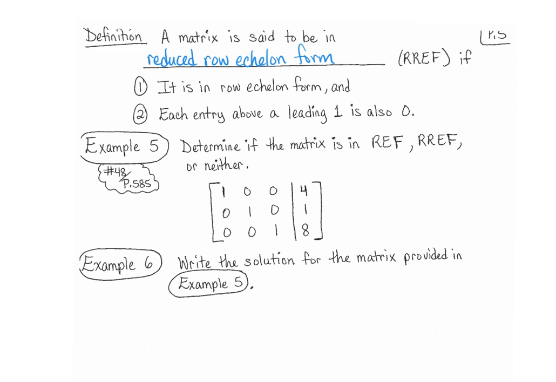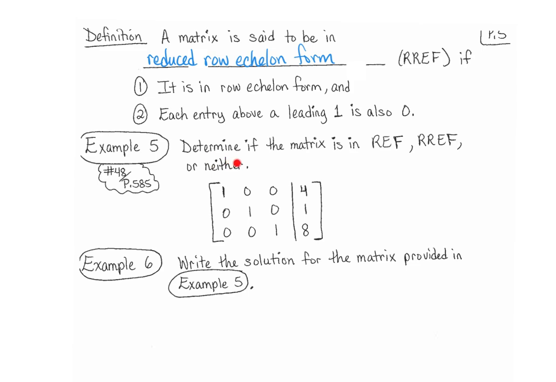If we have two main things. We have a reduced row echelon form matrix if one, your matrix is in row echelon form, and two, each entry above a leading one is also 0. So we've added the condition that instead of only below your leading ones, you have all zeros. Below and above your leading ones, you have zeros. Your row of zeros still has to be at the bottom. You got it.